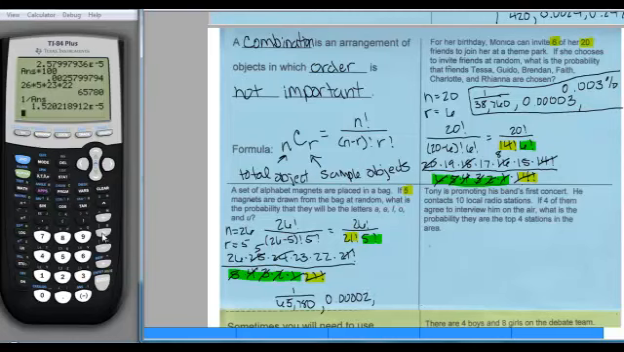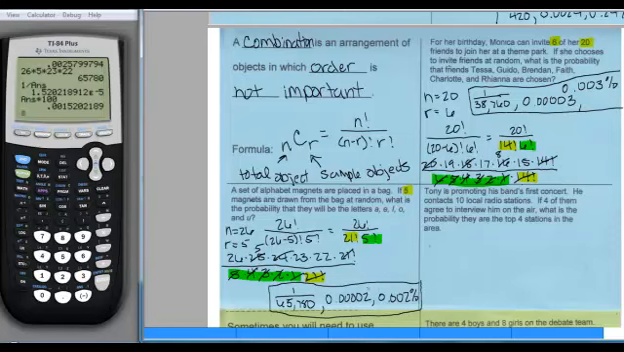So in percents, times 100, 0.002%. You need to round until you get to the first number that is not 0 in your decimals. So usually it's to 4 decimal places, but if it takes 5 decimal places to get to your first number that is not a 0, round to 5.